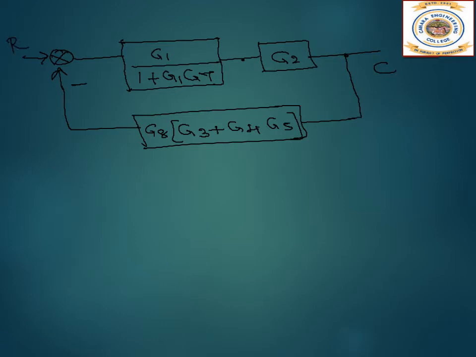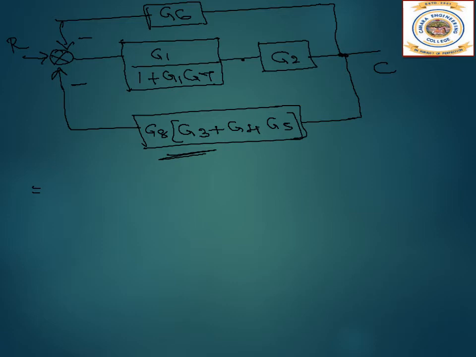Alright. And we also had one more feedback path over here, with the G6. So now again, G6 is also in the feedback path for this forward path, G1 by 1 plus G1 G7 and G2. Even this one, G8 into G3 plus G4, G5, is also in the feedback path. So first we will solve with G6, then we'll go with this one. I will do it on the side if needed. Then we can substitute.